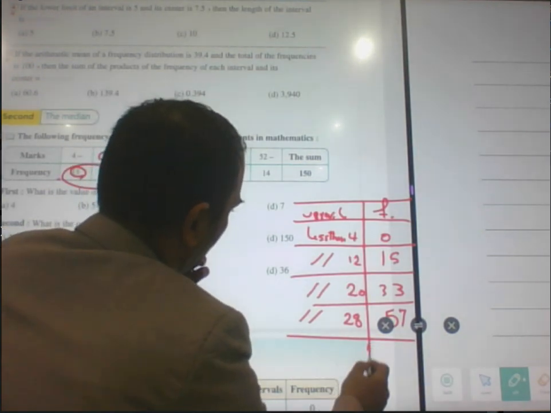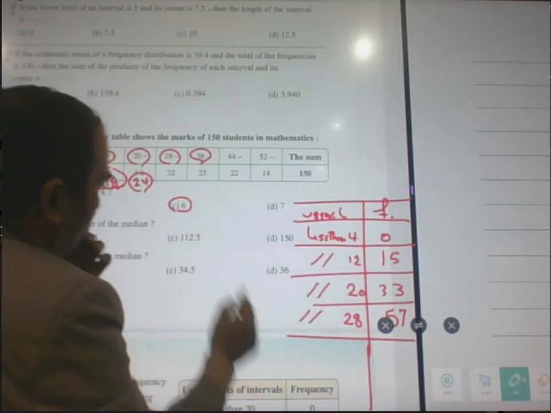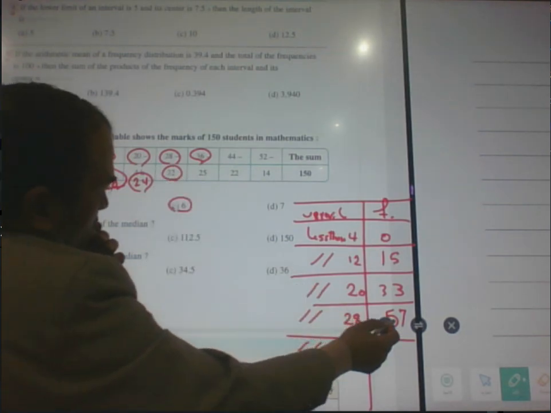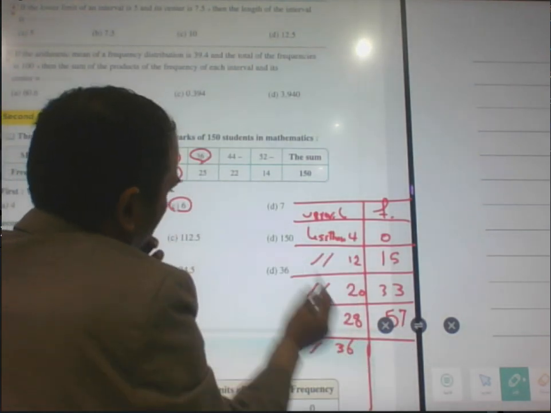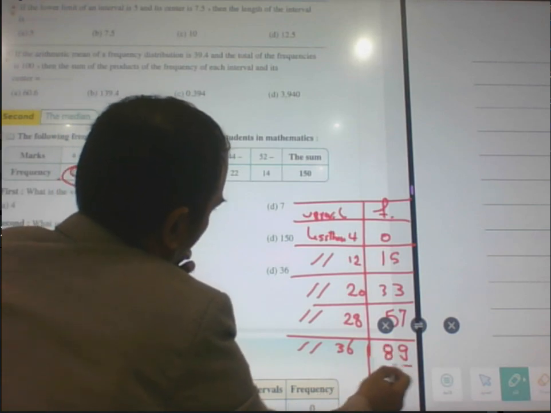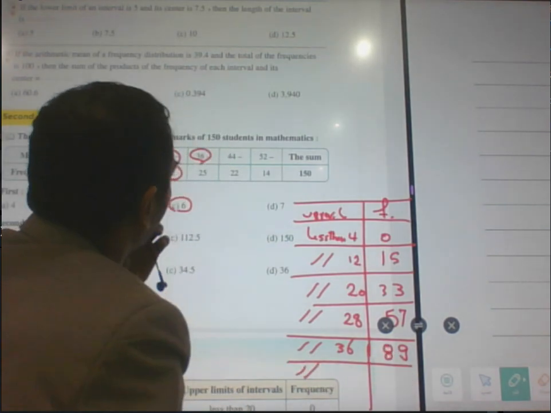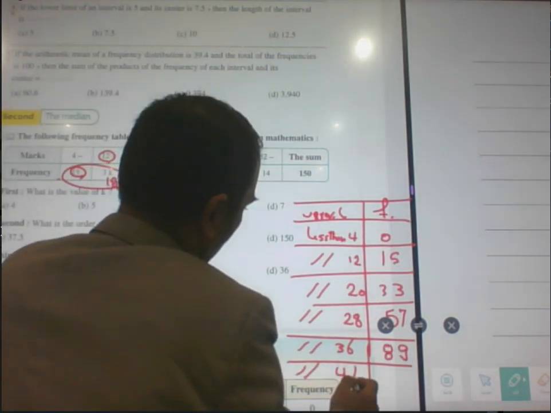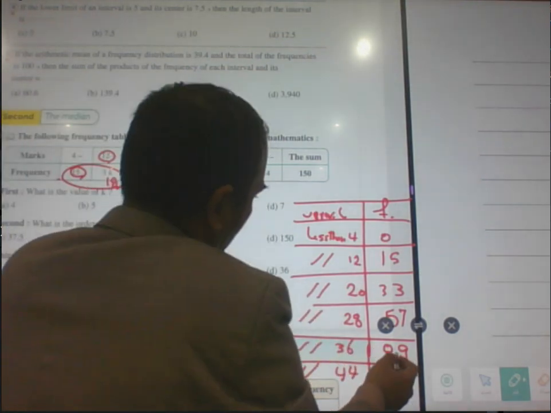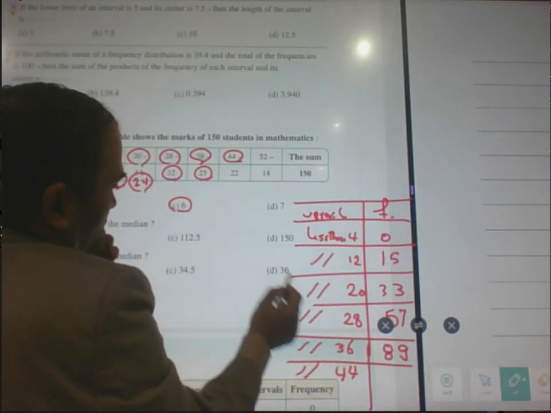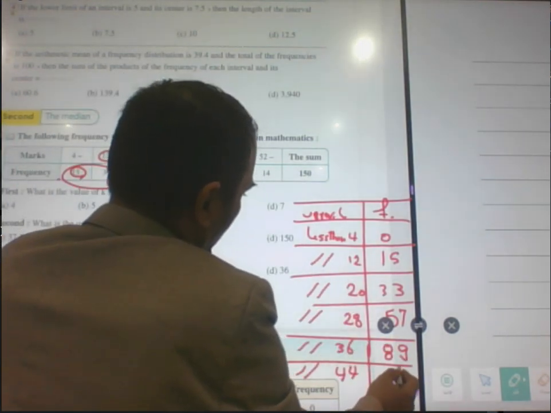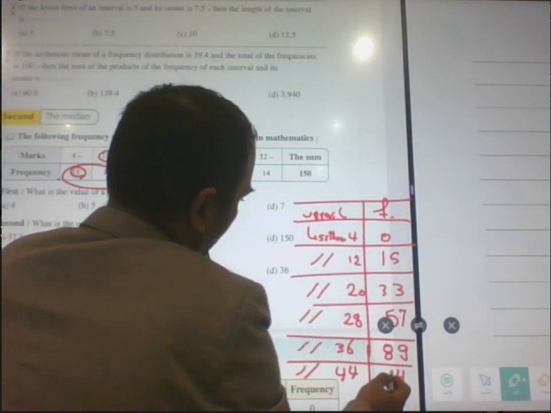Next, we can complete less than 36. Less than 36 was 32. 32 plus 57. 7 plus 2 is 9. And 5 plus 3 equal 8. And then less than 44. Less than 44, 25 plus this number. 9 plus 89 plus 25. 9 plus 5 equal 14. 4 and carry 1. 9 plus 2 equal 11.